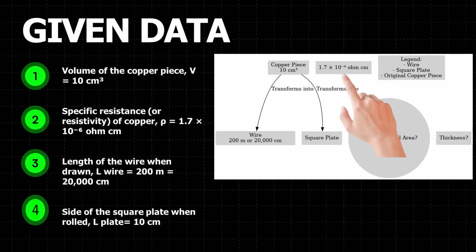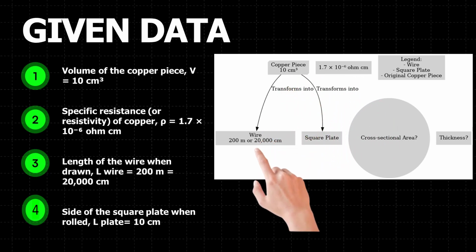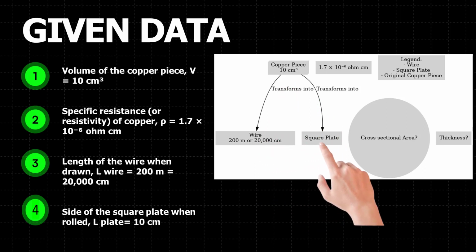Given data. Imagine you have a piece of copper with a specific resistance of 1.7 × 10^-6 ohm centimeter and a volume of 10 cubic centimeter. Now you decide to reshape this copper in two different ways. First, drawing it into a wire of 200 meter length. Second, rolling it into a square plate with a side of 10 centimeter. The question is, how will the resistance change in each case?